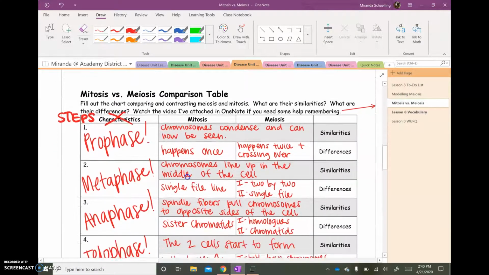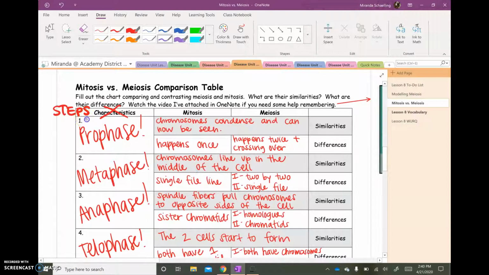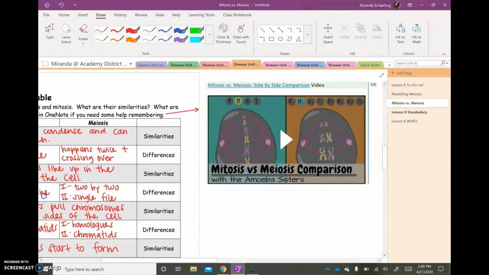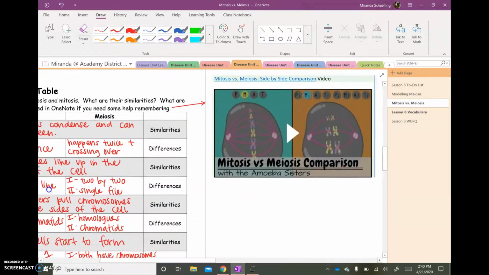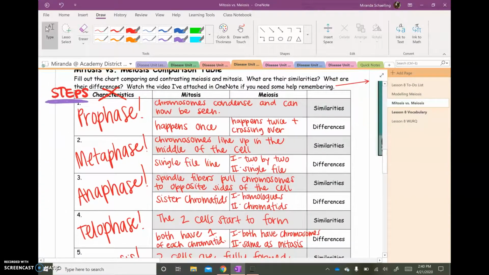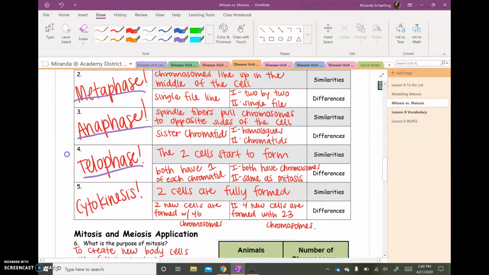Something I realized is I should have put the word steps here because that would have made way more sense. But if you did something else for yours, that's fine. This is just what I did. There's another Amoeba Sisters video for you because I like how it does it side by side to show you mitosis and meiosis. So prophase, metaphase, anaphase, telophase, cytokinesis.